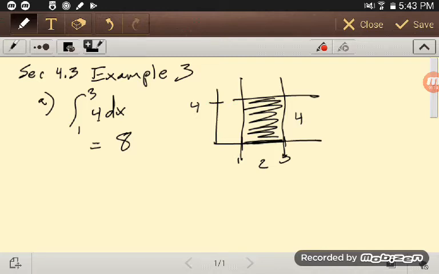Okay, so now we could have done limits and all that, and this one has one big rectangle. It's sort of silly to do all that, but now let's take a trapezoid, and so in this case they have in B, they want the integral from 0 to 3 of x plus 2 dx.